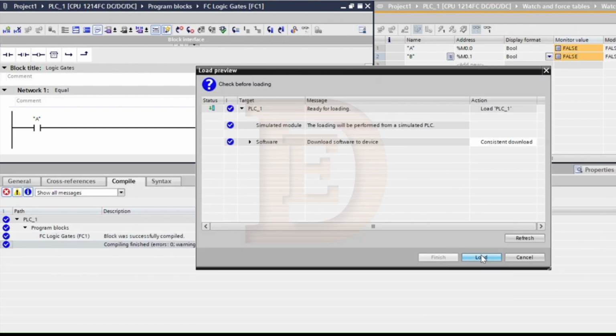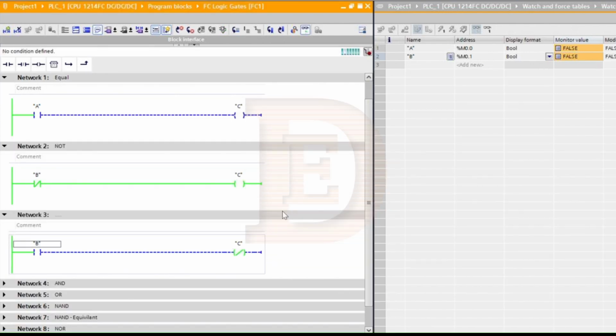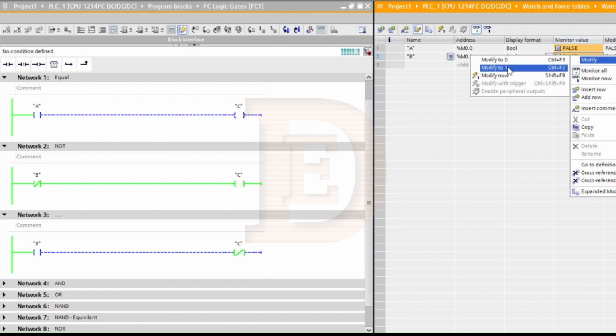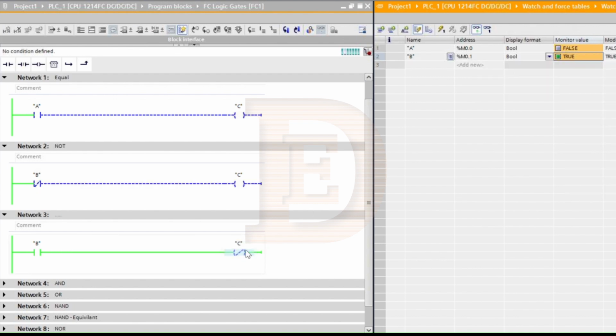If we turn that on, what's going to happen is that when B is off, C is on. If I turn B on, C turns off, and that's exactly what's happening right here. So we either say C equals B not, or we say C not equals B. It gives us the same result, but this is what we need to understand first.